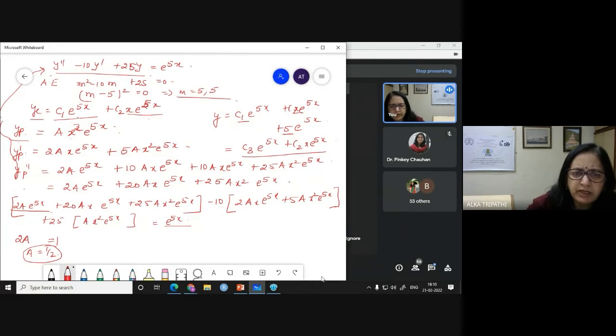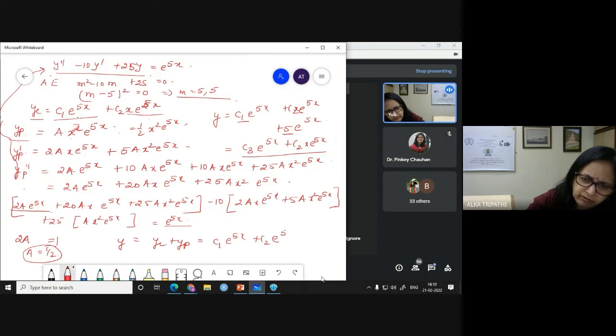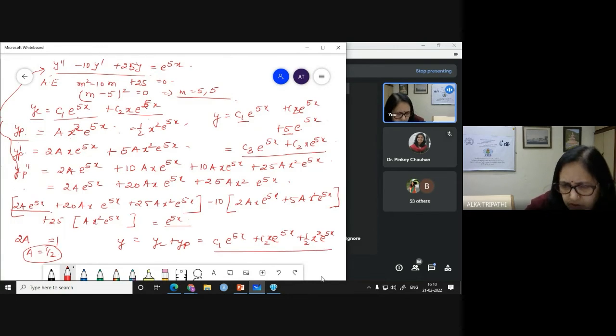So my yp is now half x square e to the power 5x. So y I can write as equal to yc plus yp equal to c1 e to the power 5x plus c2 e to the power 5x plus 1 by 2 x square e to the power 5x. Now you can see in the solution, we have three different forms.